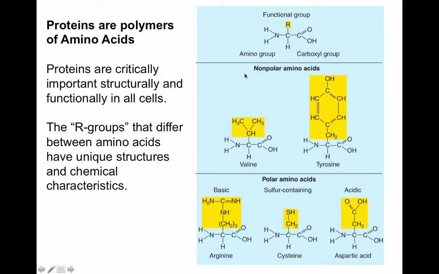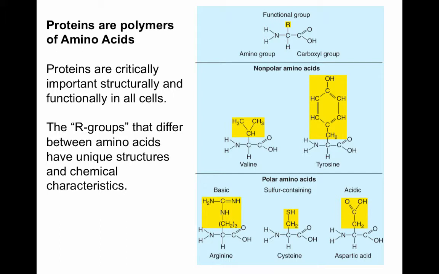So proteins are hugely important. And all proteins are made of amino acids. And we mentioned those functional groups in the last video. Each amino acid has an amino group on one side, a carboxyl group or acid group on the other side, and then amino acids differ by the R group, as it's known, that's attached to that central carbon atom.